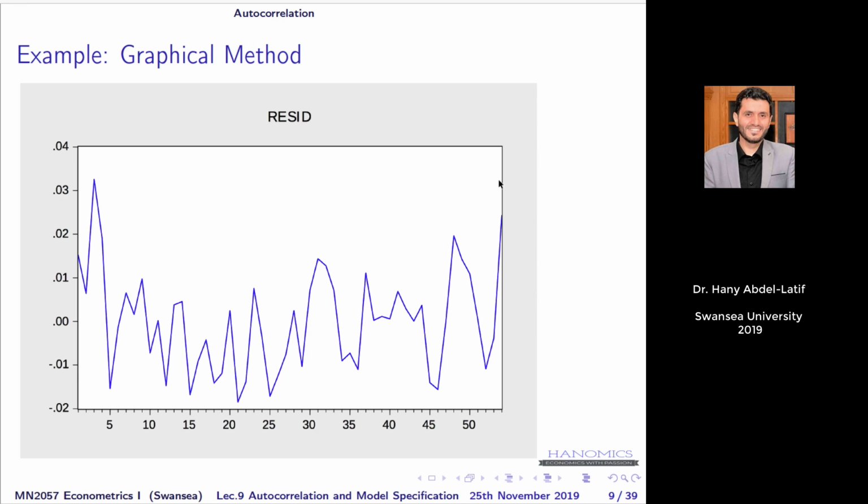So I plot resid, that object called resid. Maybe it's not very clear what we have, so rather than plotting this against time, I'm going to plot the residual in time t against the residual in time t minus 1, because that is the main idea. If your errors or residuals are correlated, then we should see some pattern. If not, there should be no pattern, you remember?